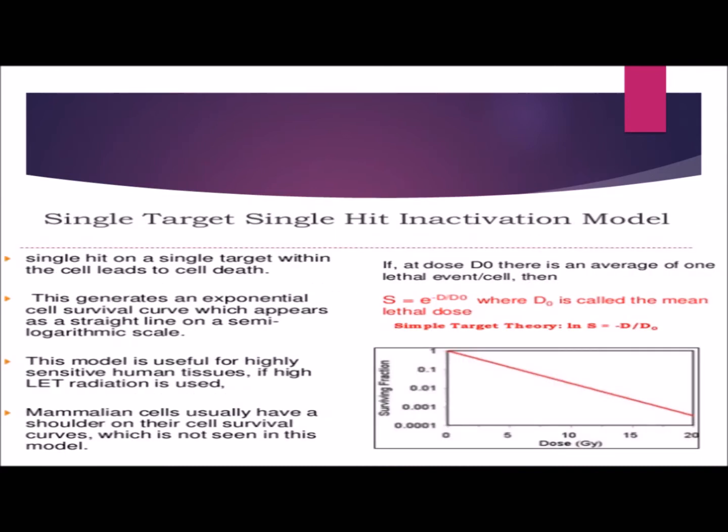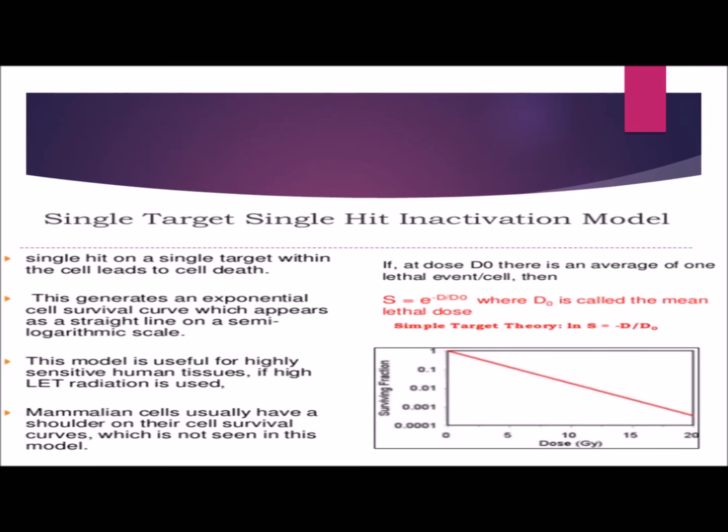So let's dive into the single hit model of the target theory. Single target, single hit inactivation model. A single hit on a single target within the cell leads to cell death. This generates an exponential cell survival curve, which appears as a straight line on a semi-logarithmic scale. As you can see on the right side, there is a graph showing the survival curve of the cell.